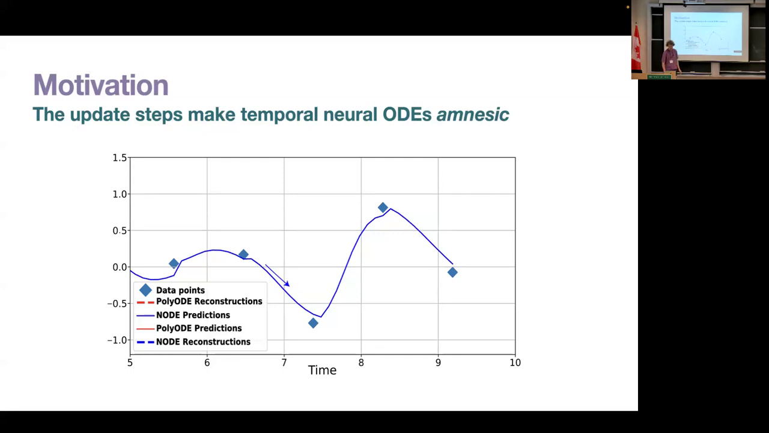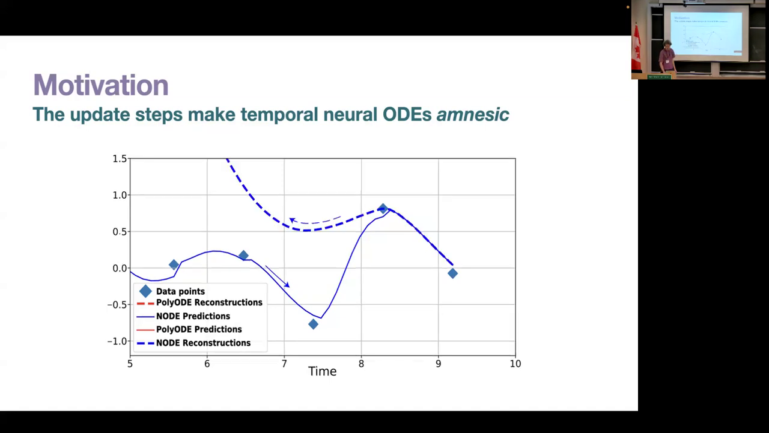It has seen quite a lot of training examples, and it's able to predict pretty well. But then what I'm going to try to do is integrate the ordinary differential equation backwards, to see if it actually remembers what has happened in the past, and this happens. You see that it's pretty good in between the observations, but as soon as it has to process an update here, it completely forgets what has happened in the beginning.